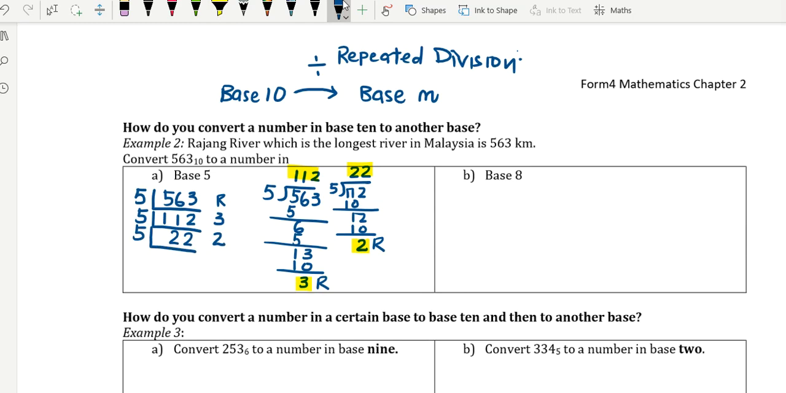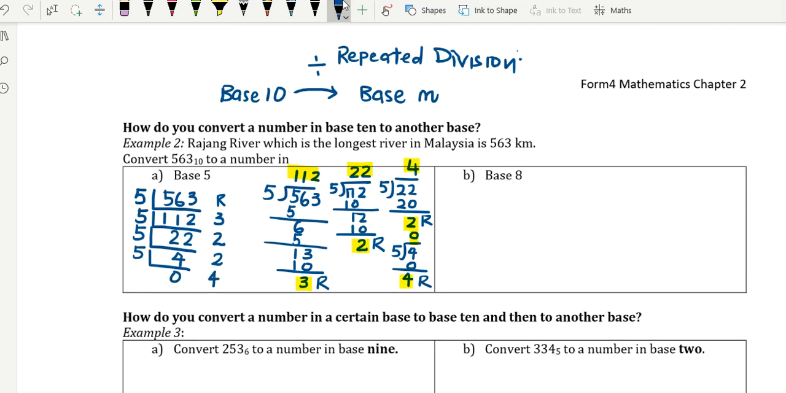I continue with my division. 22 divided by 5. 5 times 4 is 20. Remainder is 2. Okay, these two values, copy down. This is remainder 2. Continue. Continue until when? 4 here, 5 here. 5 times 1 is 5, it's more than 4. Cannot. 5 times 0 is 0. Remainder 4. So these two values I copy down again. 0 here, remainder is 4.